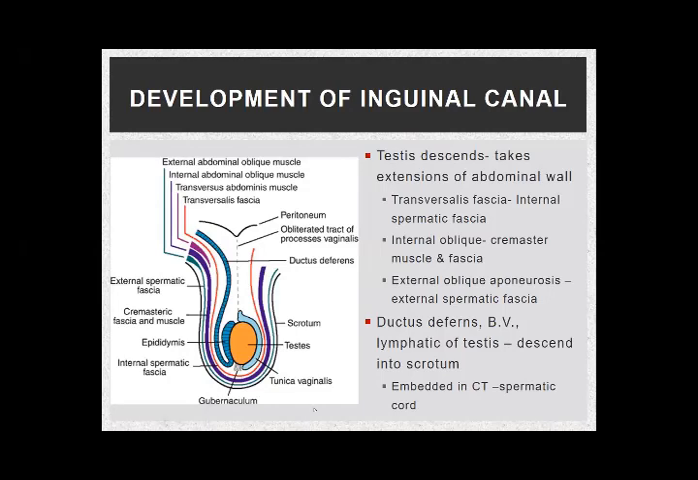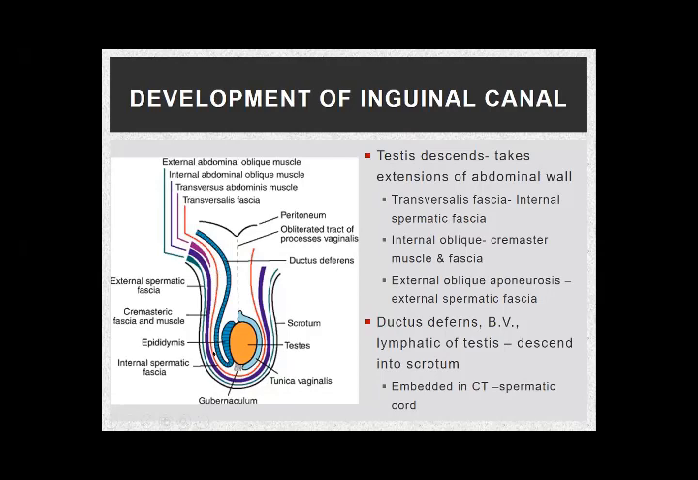Now, as the descent of the testis takes place, as the testis descends, it takes the extensions of the abdominal wall with it. As a result, if you remember correctly, it would pass through your abdominal wall: through the fascia transversalis, through internal oblique, external oblique. These are the three layers. The transversus abdominis does not come into this because it is a little higher. Okay? So this red is fascia transversalis.